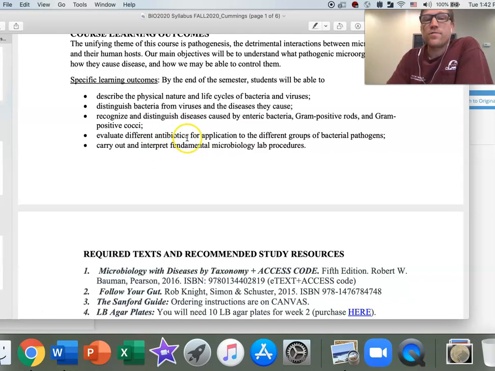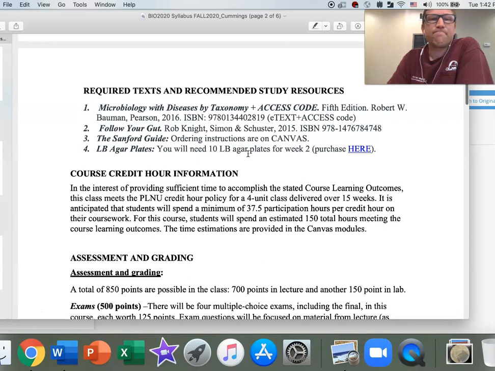Evaluate different antibiotics for application, and we're also going to look at antibiotic resistance in great detail. That's where that Sanford guide is going to come into play. And then carry out and interpret fundamental microbiology lab procedures. You're going to get to watch videos on how they get done. Very few of them will you actually get to do, but you'll also then learn how to interpret those procedures.